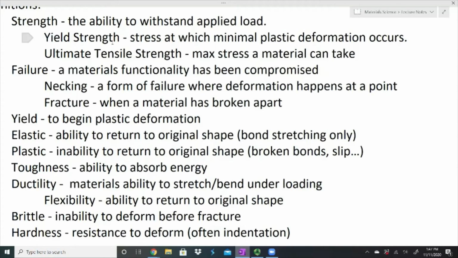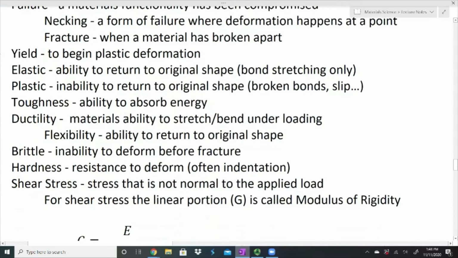We have failure, which is when a material's functionality has been compromised. So it kind of depends on what the point of the material is. But in general, when a material starts to neck, it's a form of failure where deformation happens at a point. And we just kind of talked about that. Fracture is definitely failure. It's when a material has broken apart. It's fractured. Yield is when we begin plastic deformation. We've talked about elastic and plastic.